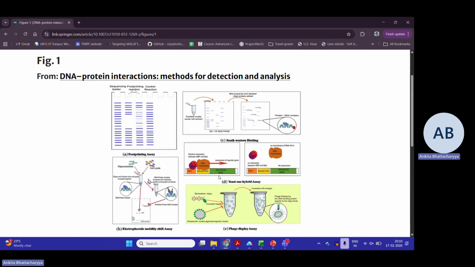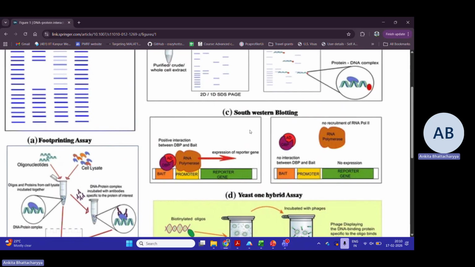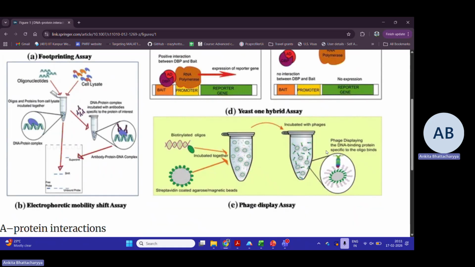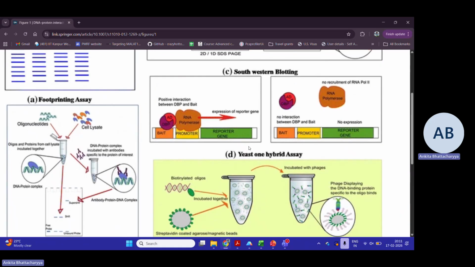So here you can see you have your purified or your whole cell extract and you run it in a 2D or 1D SDS page. Then you add labeled probes and you can detect your protein complexes. Then you have yeast one hybrid assay. There's also yeast two hybrid assay, which is for protein-protein interactions or PPI. But DNA protein interactions are different.